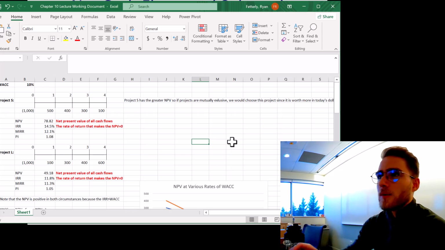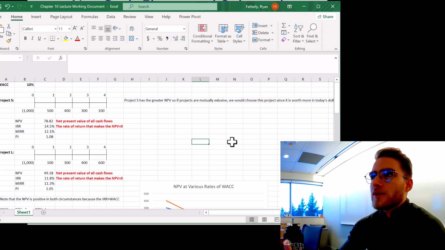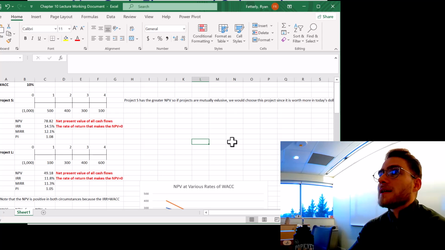First step when it comes to assessing a project is you always have to do a timeline. Well, why do we have to do a timeline, right? It comes down to money, right?